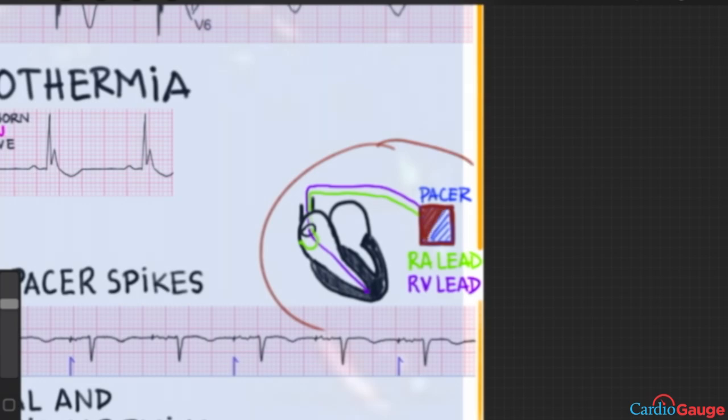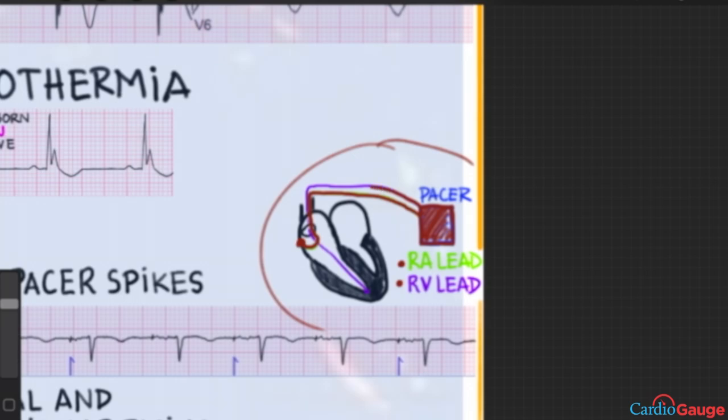So there's a little box on the left or right side of the chest, and then probably the most common type of pacemaker has two leads. There's a right atrial lead and a right ventricular lead. The wires come out of the pacemaker, so this one's coming out. It goes into the SVC, and then it attaches to the right atrial wall. Usually there are little barbs on the end of it that make it stay in place.